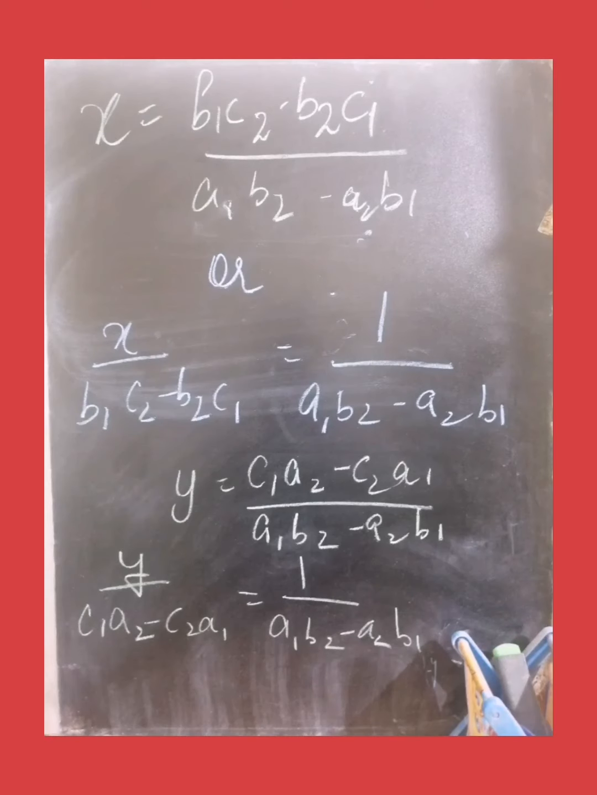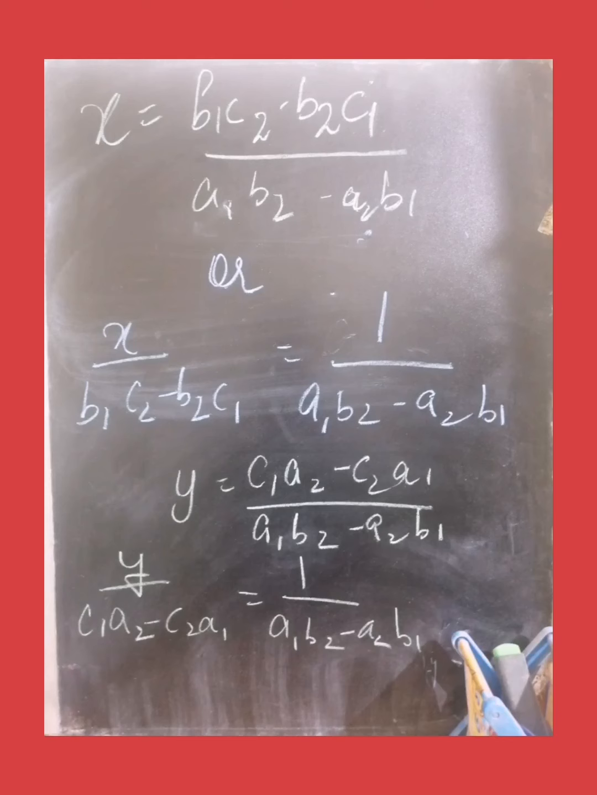Now I have got y = (c1a2 - c2a1) upon (a1b2 - a2b1). I can take (c1a2 - c2a1) from the multiplication to the divide side. So y upon (c1a2 - c2a1) = 1 upon (a1b2 - a2b1). Now you can see that 1 upon (a1b2 - a2b1) is common for x and y also.